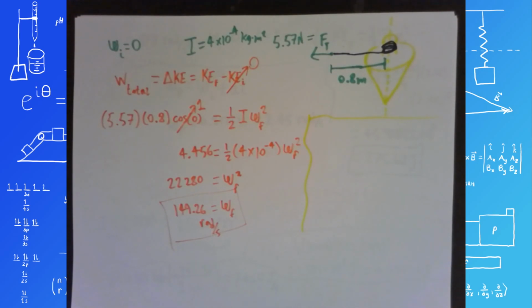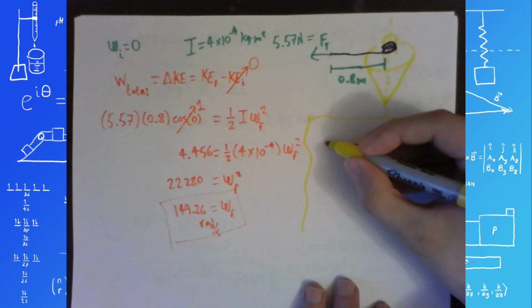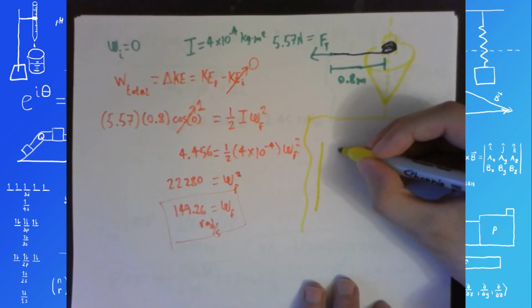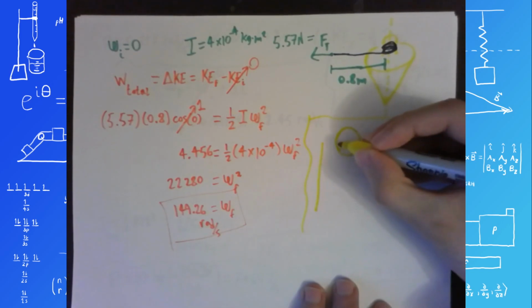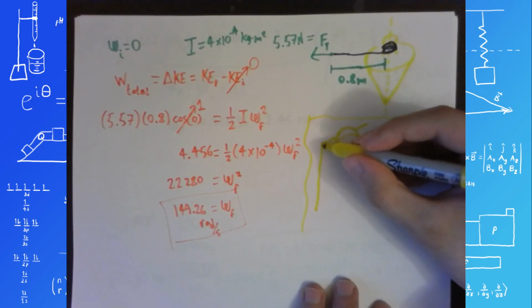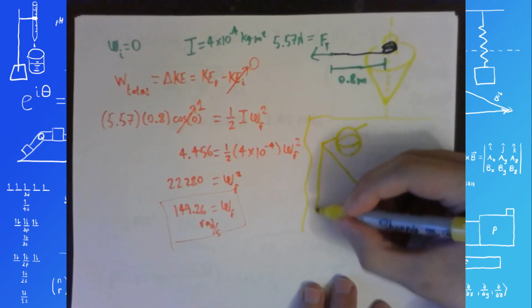Anyway, 44, a 240 Newton sphere, so I'm going to try and make this look somewhat 3D. Let me draw the sphere first, and then draw the ramp underneath it. Yeah, there we go.